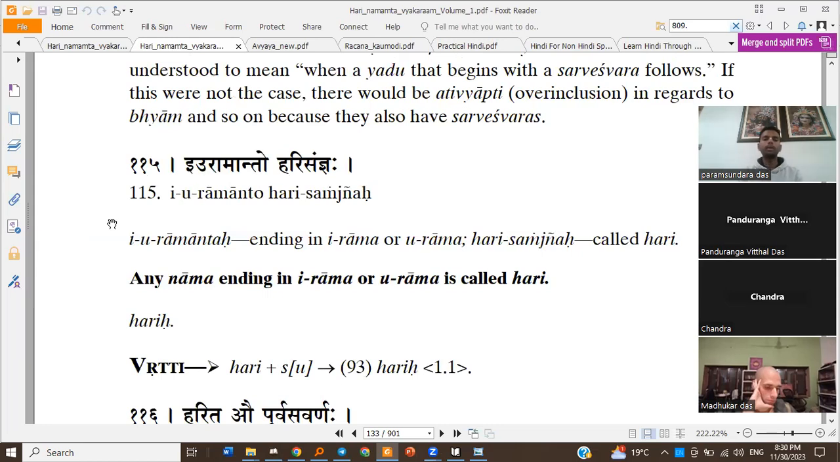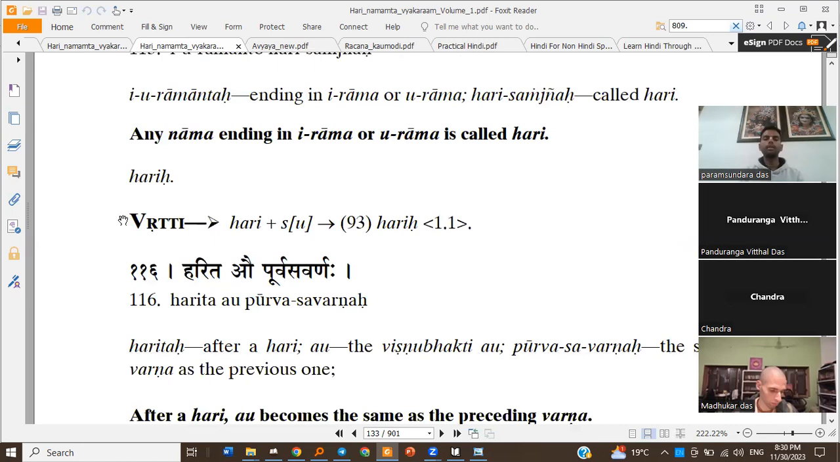E Uramanto Hari Sangyaha. Any nama ending in either Vamana E or Vamana U is called a Hari Shabda. So if we have any word, any noun, either ending in Vamana E or Vamana U, regardless of the genders, that Shabda will be called Hari Shabda. So it's both for Vamana E Ramanta Shabda and Vamana U Ramanta Shabdas. So the word taken here is Hari for Vamana E.